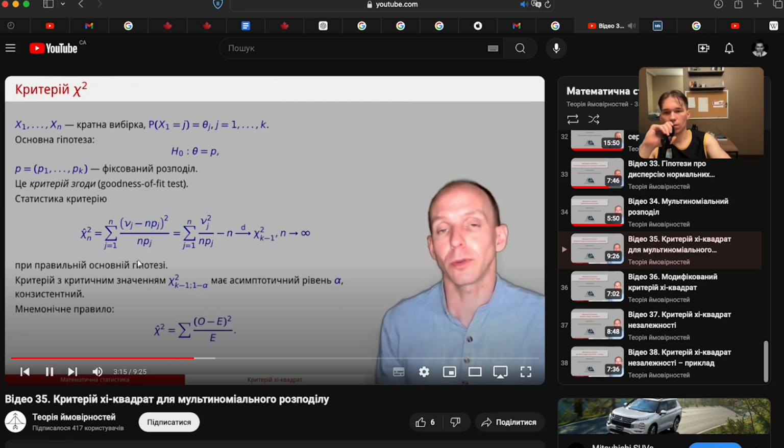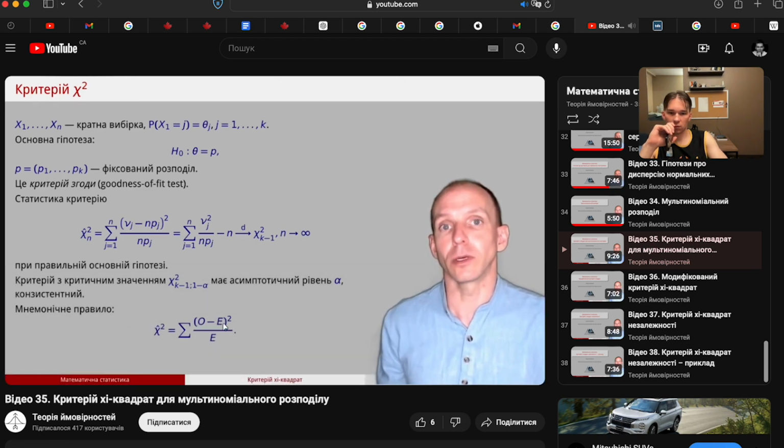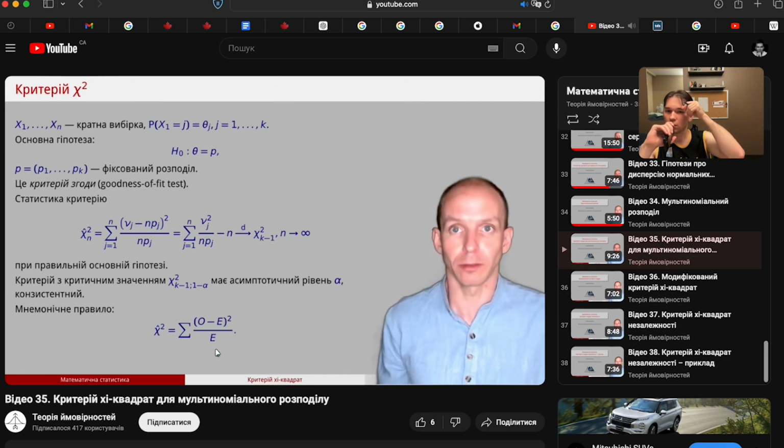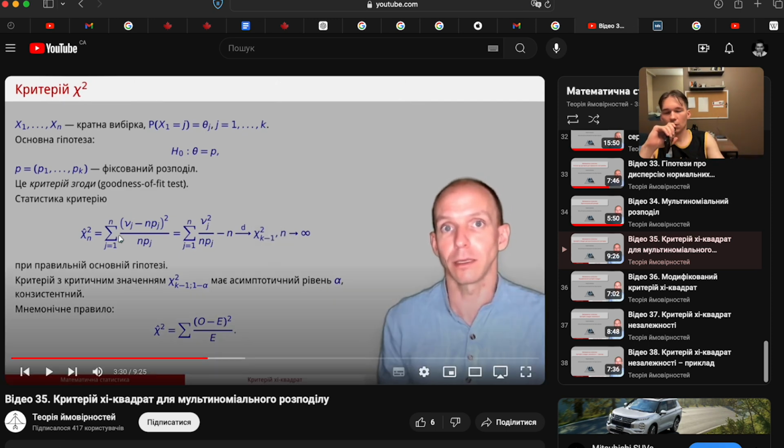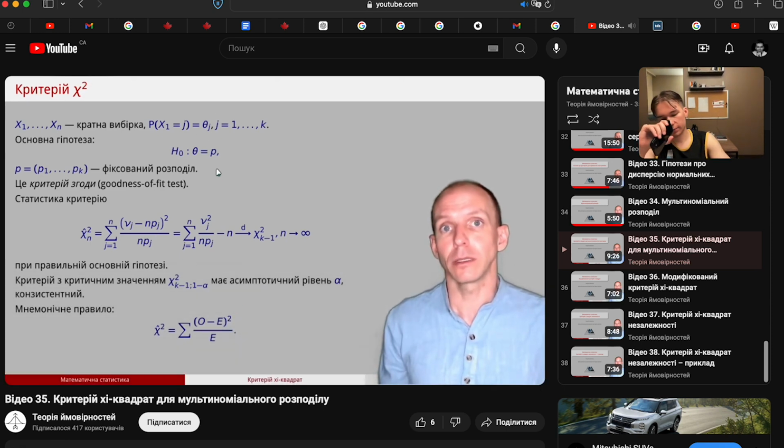This is a mnemonic rule to remember it: the sum of (O minus E) squared divided by E, where O is the observed frequency and E is the expected frequency under the correct main hypothesis. He is explaining this rule of thumb by which you might easily remember this chi-squared test: sum of observed values minus expected values to the power 2, divided by expected values.